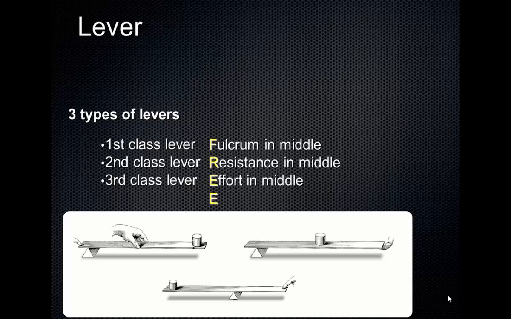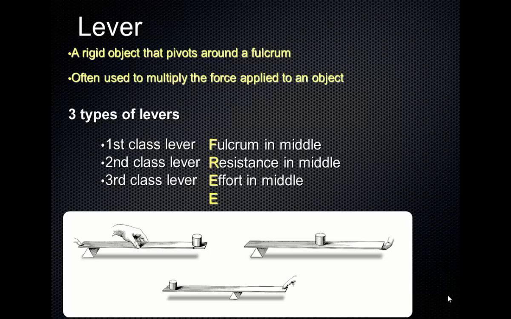All right, and then our last simple machine is the lever. And a lever is basically a rigid object, a rod, a board, that pivots on something that we call a fulcrum. All right, so that's what a lever is. And often we can use a lever to multiply our force.